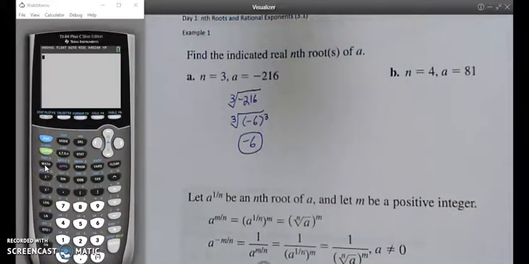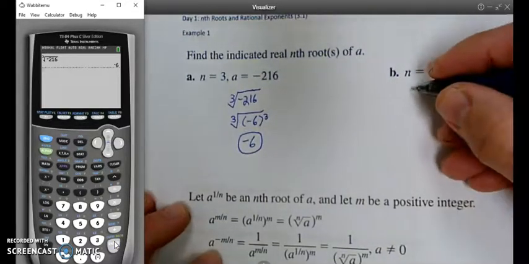In order to type that into the calculator, you could actually hit the math key and go down to the fourth option. The fifth option would actually allow you to do any indexed root, but the fourth option lets you do the cube root. And now you can type in negative 216 and hit enter to get negative 6. So there is the calculator option there.